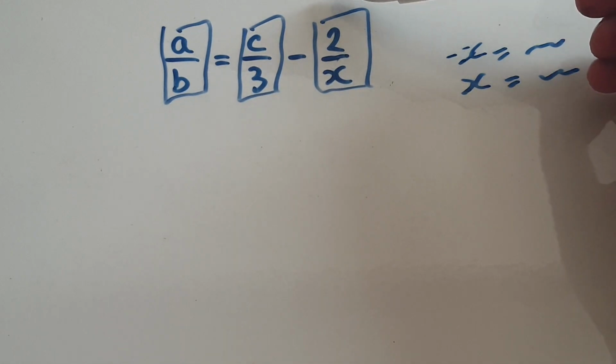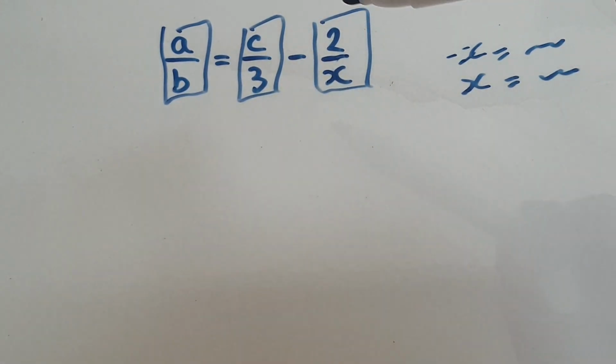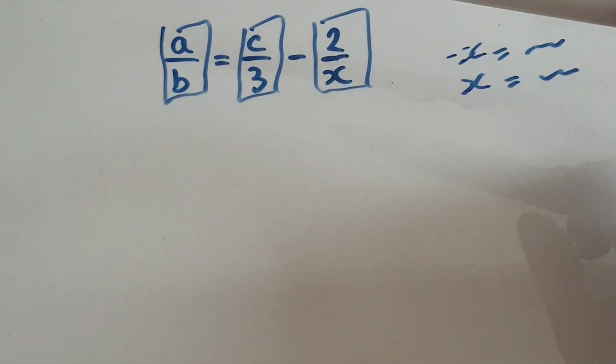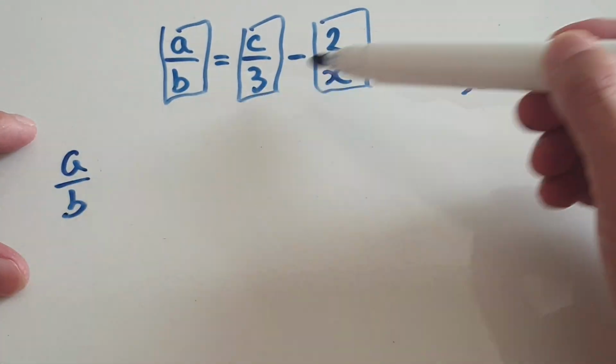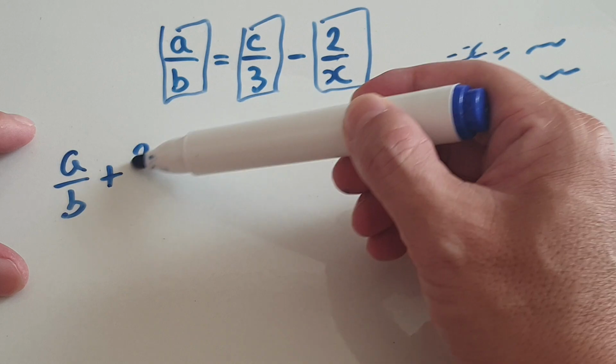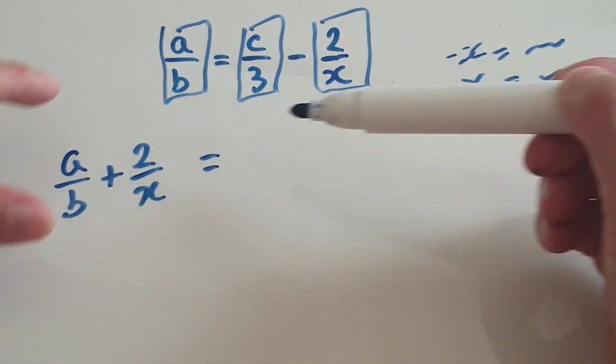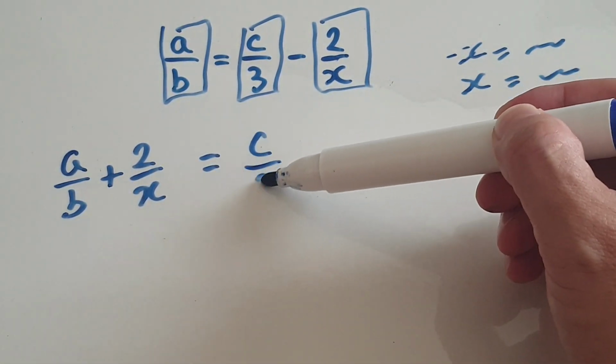So the first thing you should do is turn this block into a positive. So in your mind, add this block to both sides. So you would take this down, A over B, and then you add this block. Add 2 over x. That equals c over 3.